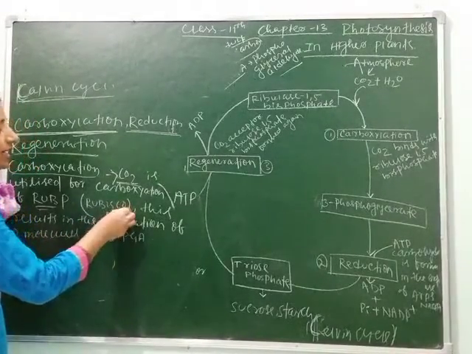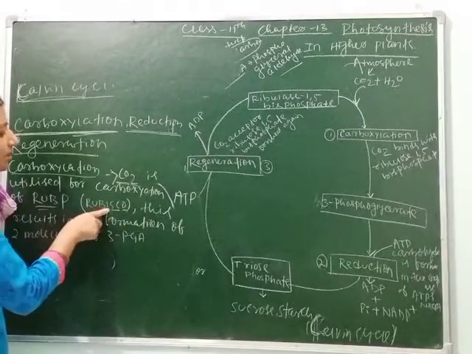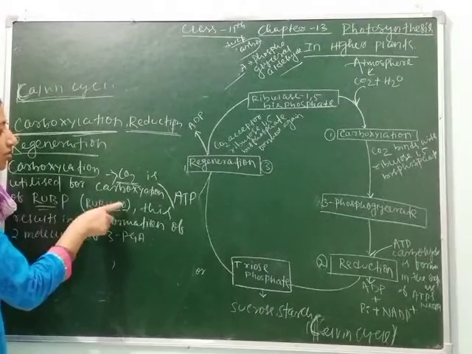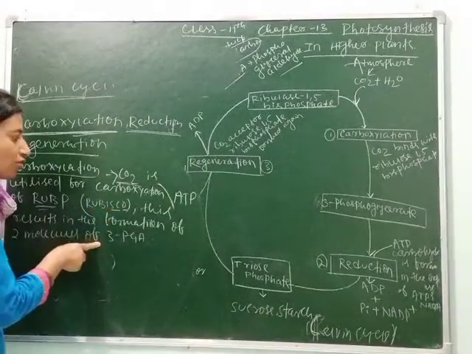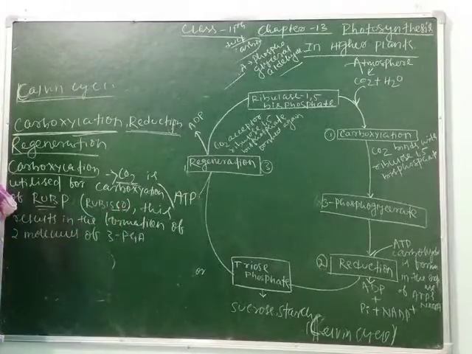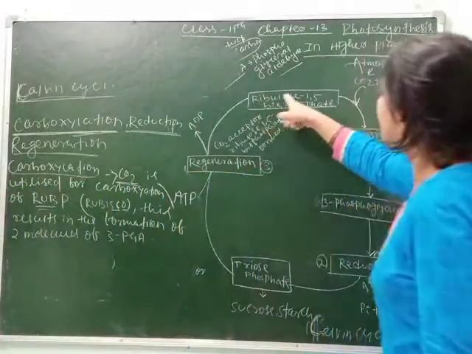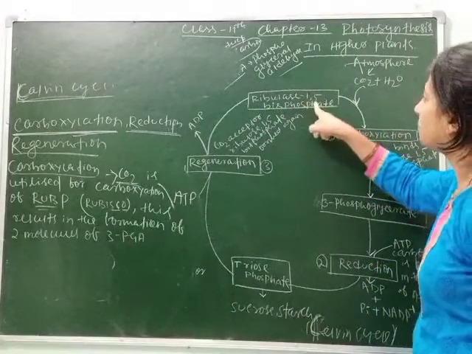RuBisCO: ribulose bisphosphate carboxylase oxygenase. Clear? Why is it called so? Because of its oxygenase and carboxylase activity. Now let's see this. This is ribulose 1,5-bisphosphate.